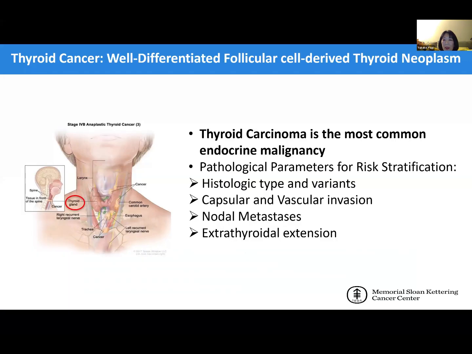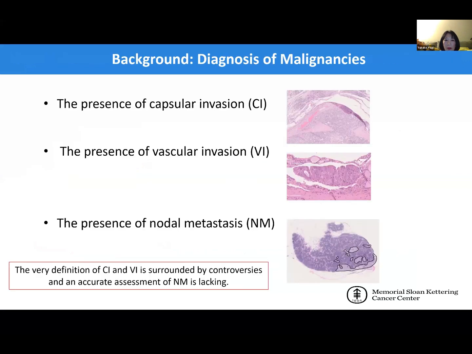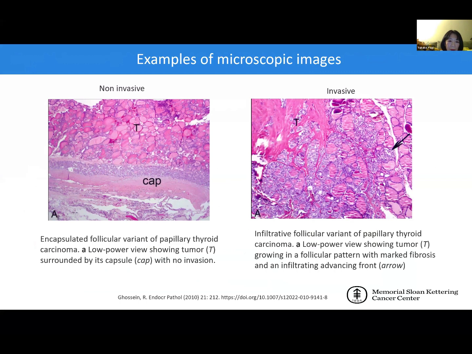Thyroid cancer is the most common endocrine malignancy. The key items we have to see in thyroid cancer are the presence of capsular invasion, the presence of vascular invasion, and the presence of nodal metastasis. And this is an example of a real histology slide, how it looks non-invasive and invasive.